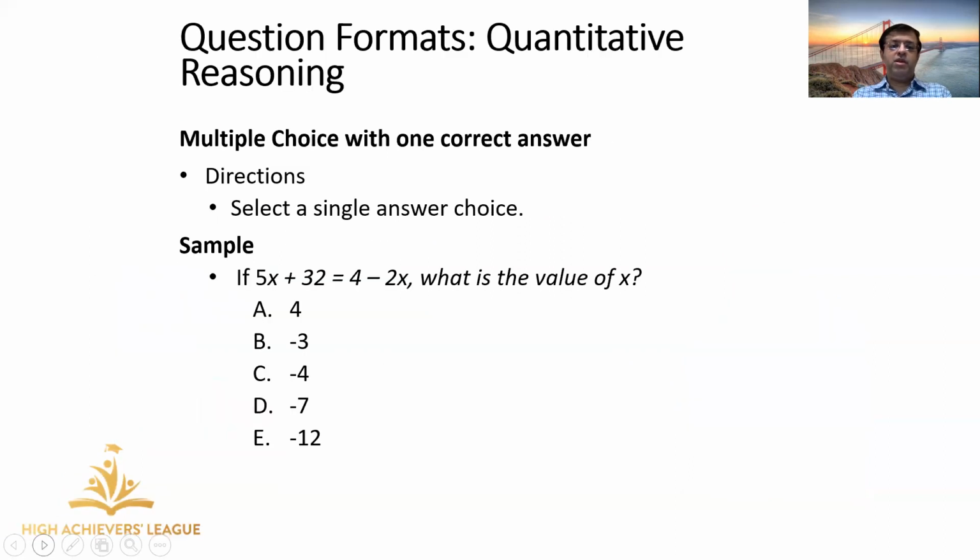Okay, so let's just look at an example here. This is an MCQ in which there is one correct answer. So select a single answer choice. If 5x plus 32 equals 4 minus 2x, what is the value of x? I'm sure you can do that. So you take x on the left side and you take the quantities on the right side. The left side will become 5x plus 2x, which is 7x. And the right side would become 4 minus 32, which is minus 28. So on one side, we have 7x, which equals minus 28. So x will equal minus 4. So the correct answer here is C.